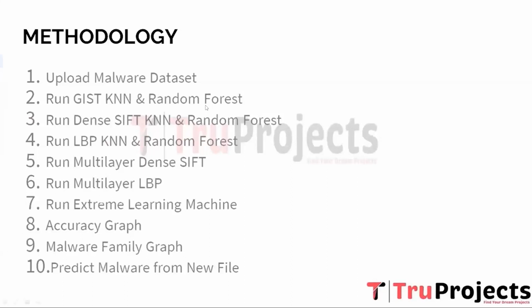Second, run GIST, KNN and random forest. In this step, GIST, which stands for generic invariant feature transform, features are extracted from the malware dataset. GIST captures the scene layout of an image and can also be applied to other types of data, including malware binaries. These features are then used to train and evaluate two different machine learning algorithms, that is k-nearest neighbors and random forests.